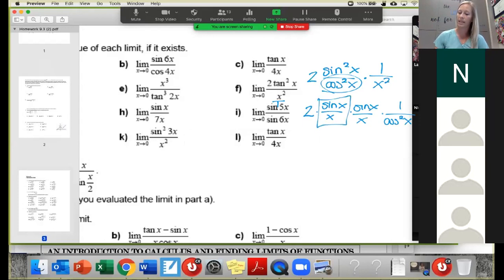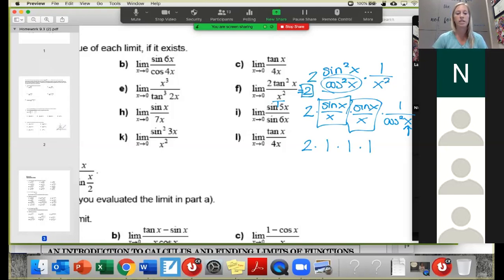What did we say that limit is? 1. That's going to be 2 times 1 times another 1. Is there any problem with plugging in 0 into the cosine? No, it gives you 1. That's just 1. Squared is 1. That's another 1. So my final answer for part F is 2, with a little bit of manipulation.